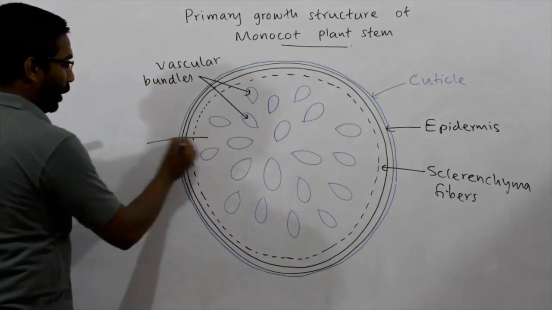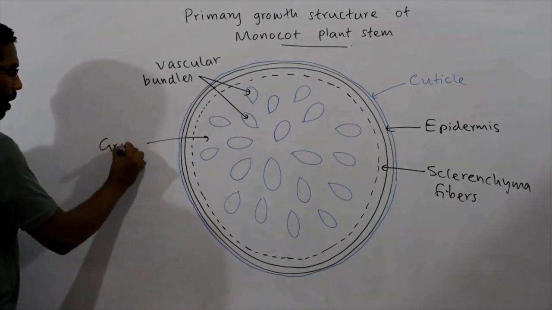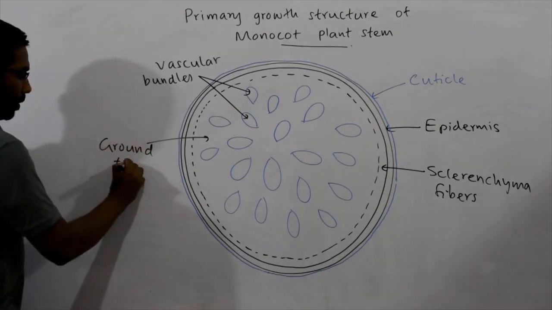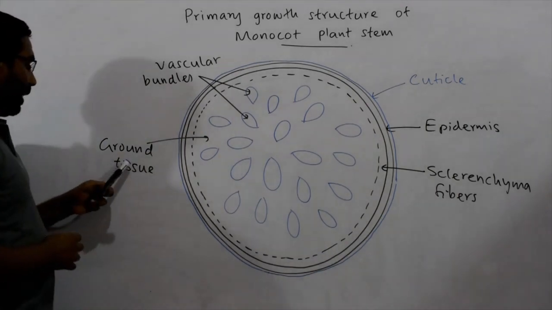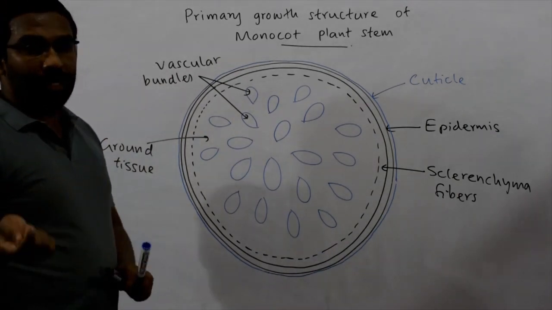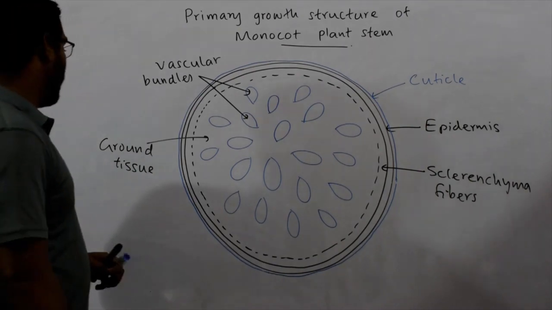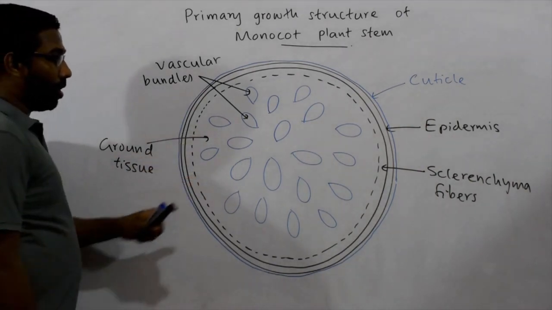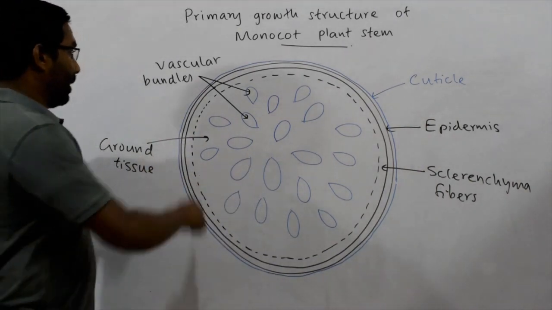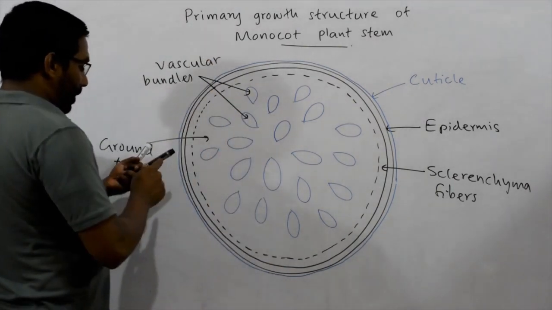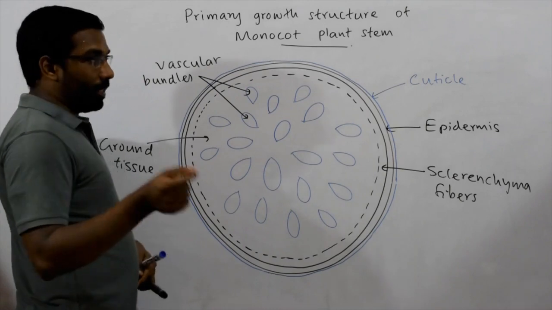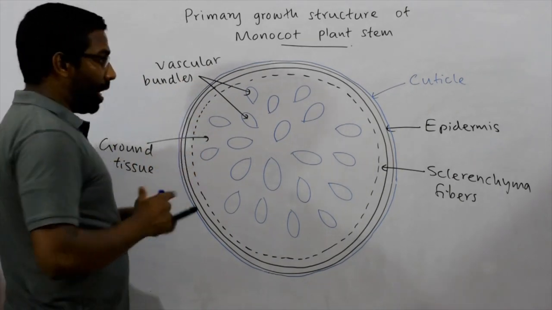And here this is the ground tissue, which is mainly made up of parenchyma. As in dicot stem, this ground tissue is involved mainly in storage. Here you can observe this ground tissue is not differentiated into cortex and pith. In the ground tissue, many vascular bundles are present. As in dicot stem, these vascular bundles also consist of both primary xylem and primary phloem.